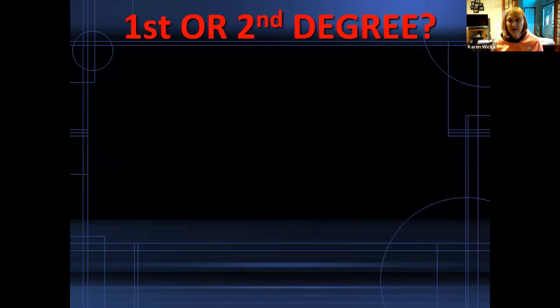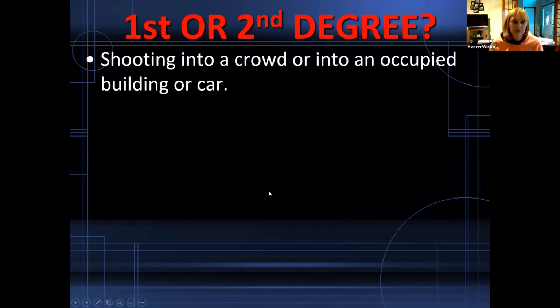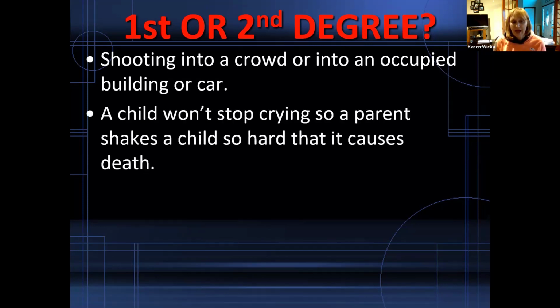So let's test your knowledge if you understand the distinction between the two. So I'm shooting into a crowd or into an unoccupied building or car. Would that be first degree or second degree? So do I have malice aforethought? Am I specifically trying to kill one person? Probably not. Probably second degree. A child won't stop crying, so a parent shakes the child so hard that it causes death. Is that intentional malice aforethought? Probably not. Now, is it knowing, depraved heart?